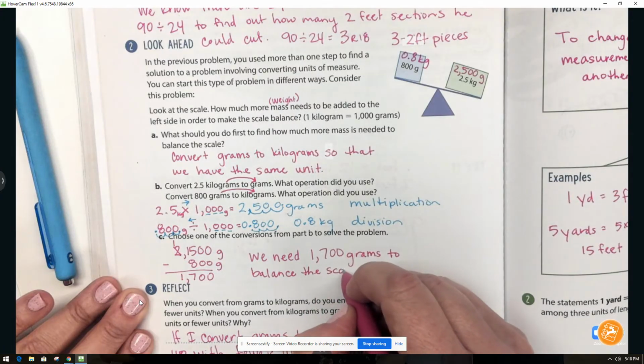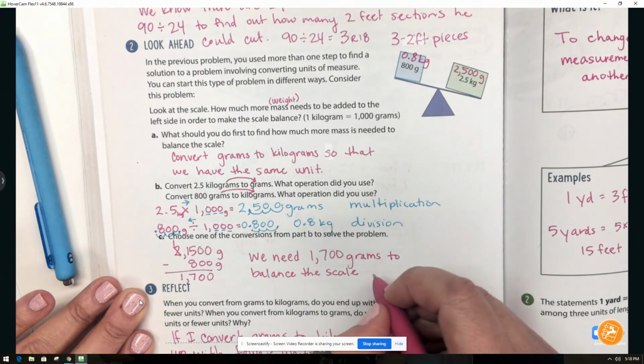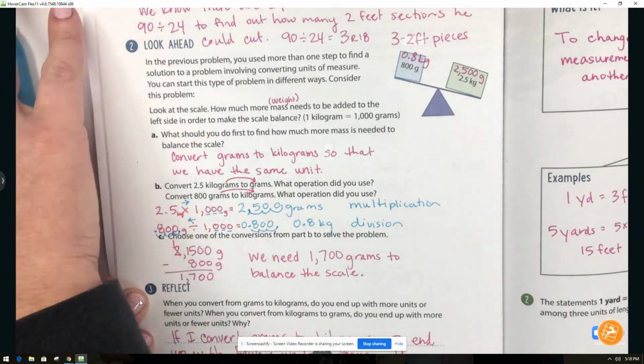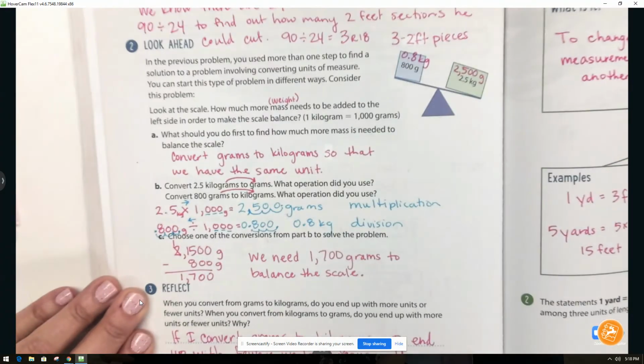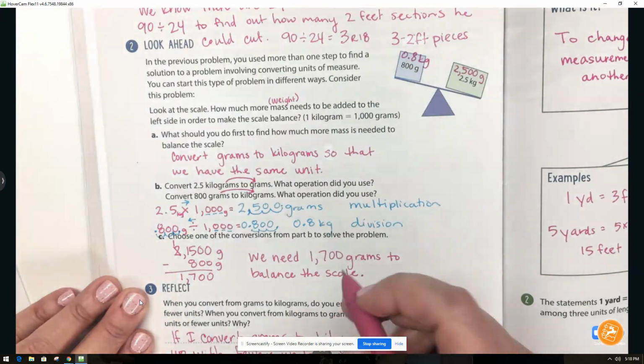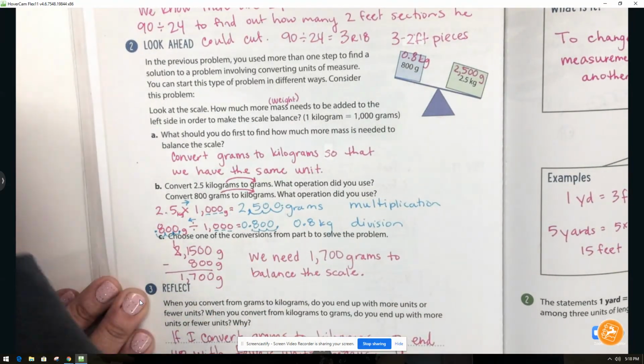the scale. Now I will tell you, we could have solved it the other way. I'm going to go ahead and do it because I'm nice like that, so that you can see that it works. You're going to get a different answer, but it's going to be equivalent. So we're going to get an answer that is equivalent to 1,700 grams.